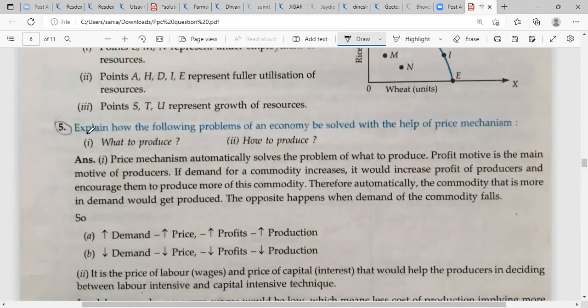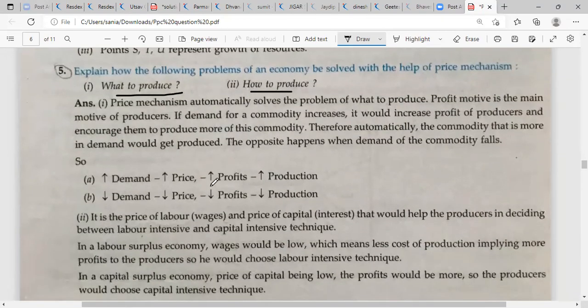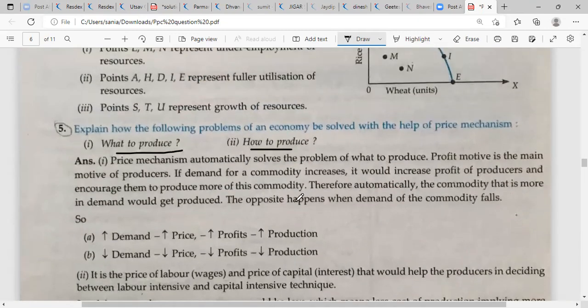Next is, explain how the following problems can be solved due to the price mechanism. Basically, what to produce, how to produce. You all know these problems are solved with the help of the price mechanism.